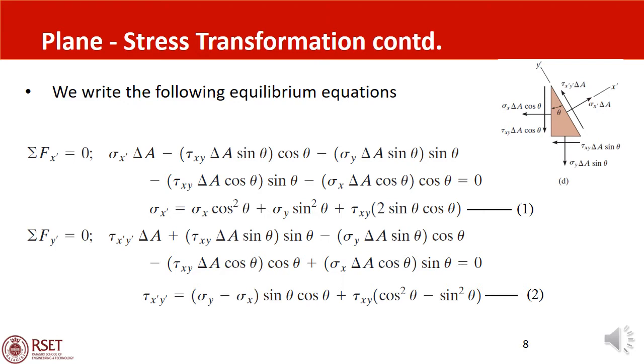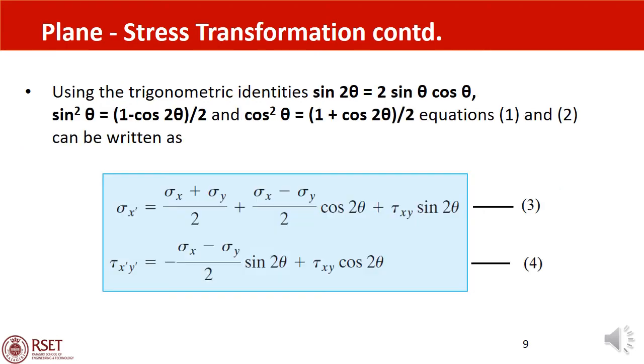Simplifying this, we get an expression for tau x dash y dash. That is tau x dash y dash equal to sigma y minus sigma x into sin theta cos theta plus tau xy into cos square theta minus sin square theta. We call this equation number 2.